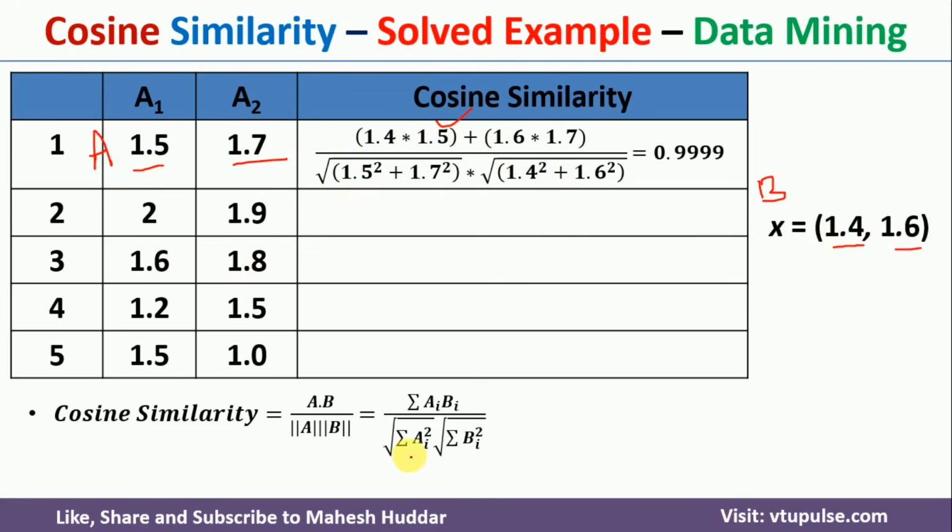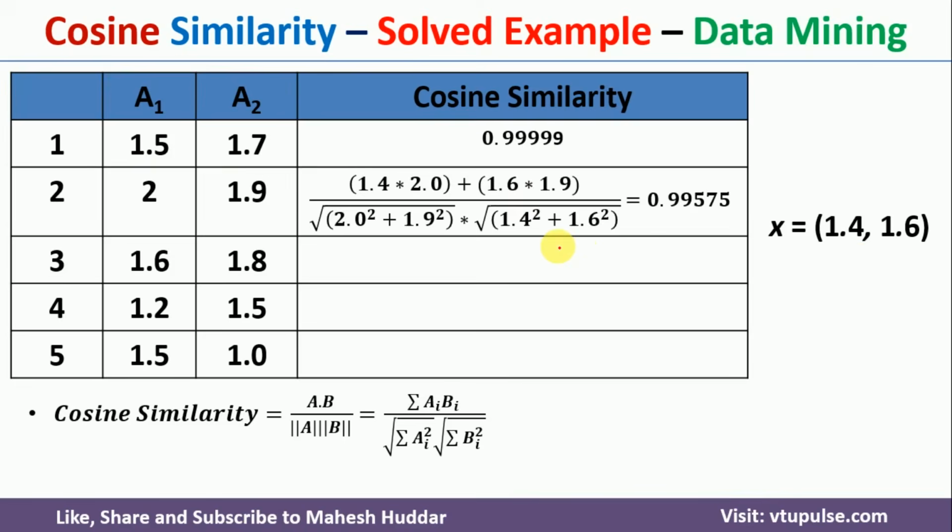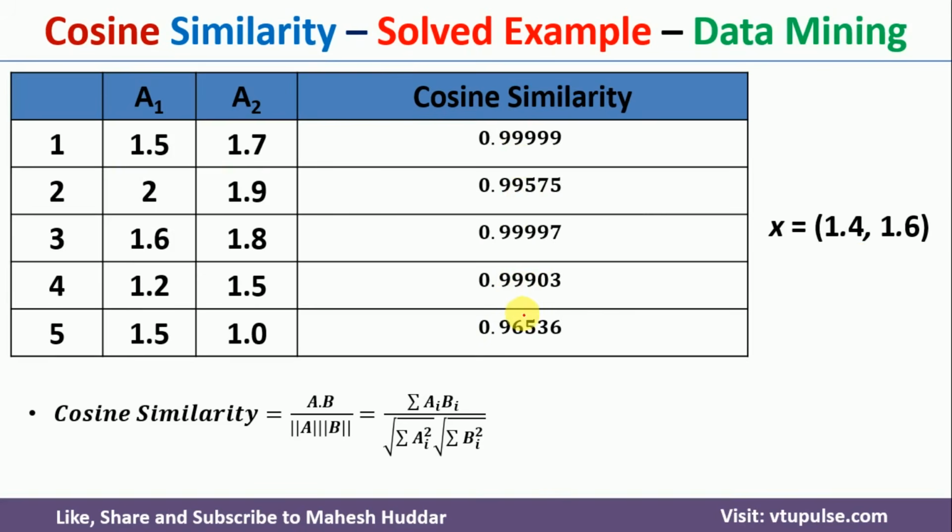The denominator is the square root of the summation of Ai squared, where Ai is nothing but this one, that is the square root of (1.5 squared plus 1.7 squared), multiplied by the square root of the summation of Bi squared, that is the square root of (1.4 squared plus 1.6 squared). If I solve it, I will get this value. Similarly, if I solve for the different data points, I will get all these values. So this is how you can find the cosine similarity.